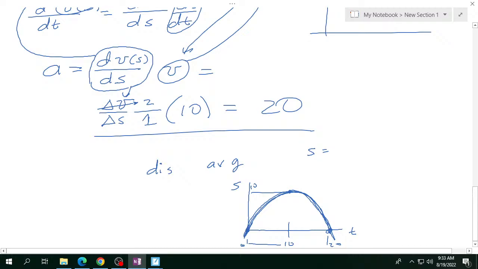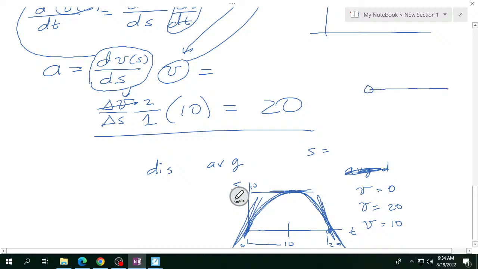So the question would be, what would be the velocity at 0, the velocity at 20, and the velocity at 10? From this, it's pretty easy, you could find your slope. But the distance traveled: the particle took off, went out to 10, and then returned back.